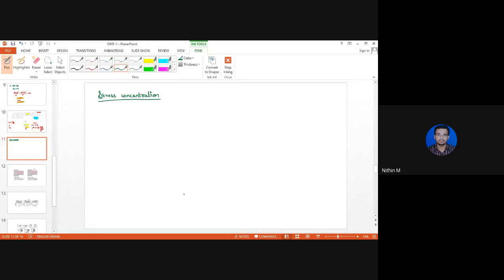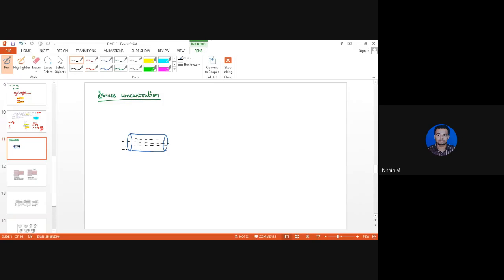Okay, let us discuss stress concentration. To begin with, consider a pipe like this, with an outlet here and an inlet here. Assume that there is a liquid flowing in this pipe, say water. Assume that the flow is laminar.